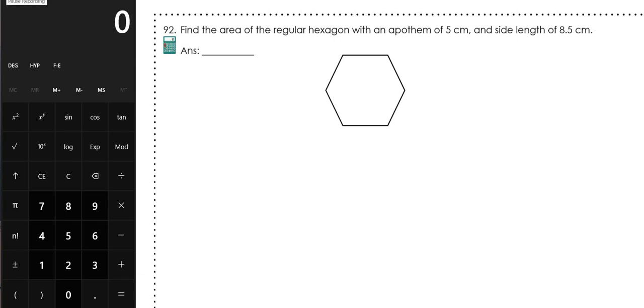Page 19, number 92. Read the question and come back.